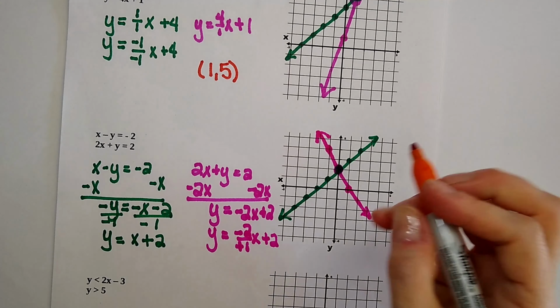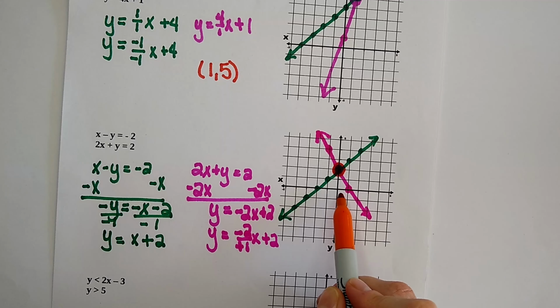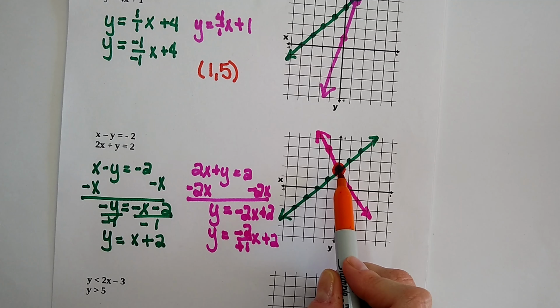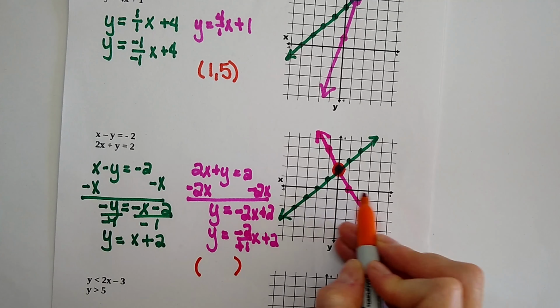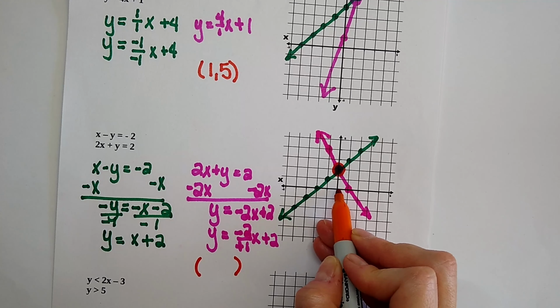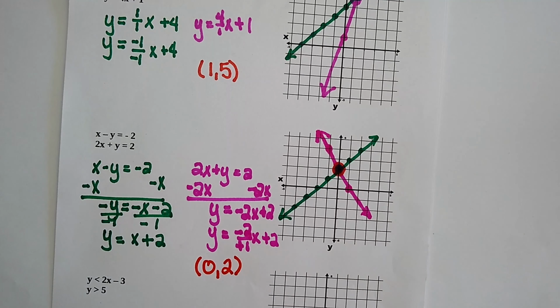It intersects right here. Now this is kind of tricky sometimes for you guys. What is the ordered pair? When it crosses on the y-axis, the x value doesn't go in either direction anywhere. It stays right here. So it's 0 and then up 2. Okay.